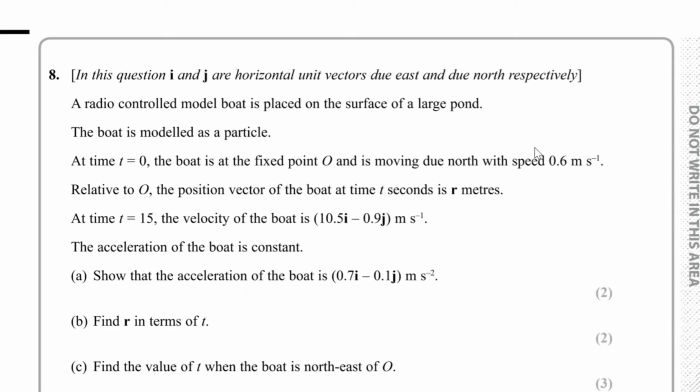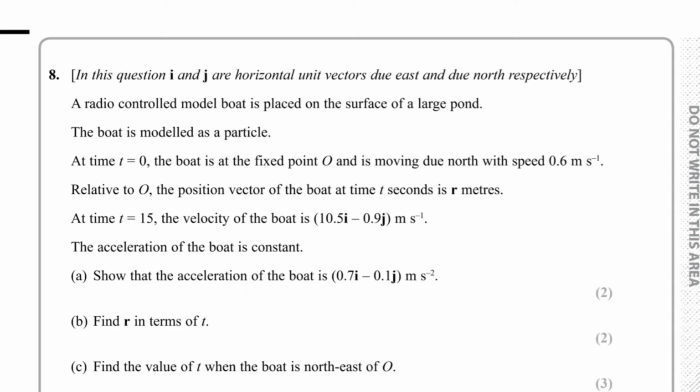Question number 8. In this question, i and j are horizontal unit vectors due east and due north respectively. A radio controlled model boat is placed on the surface of a large pond. The boat is modelled as a particle. At time t equals 0, the boat is at a fixed point O and is moving due north with speed 0.6 meters per second. Relative to O, the position vector of the boat at time t seconds is r. At time t equals 15, the velocity of the boat is 10.5 i minus 0.9 j meters per second.